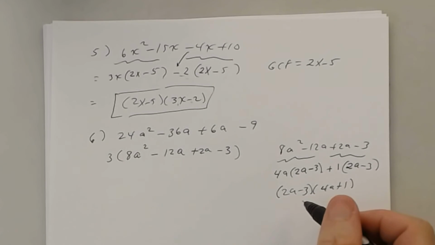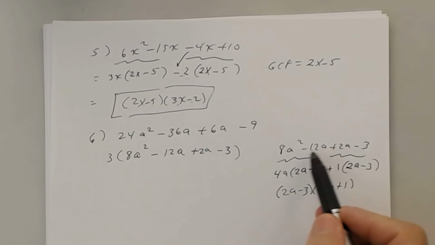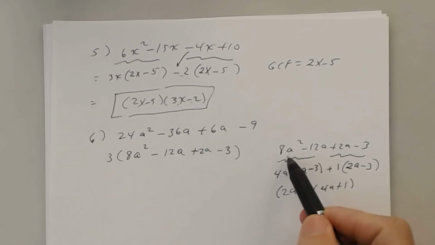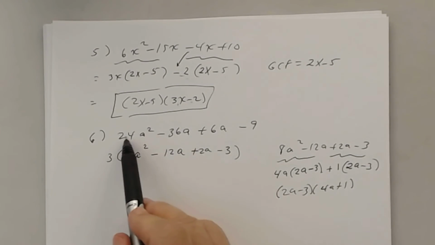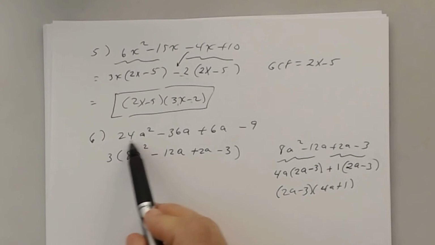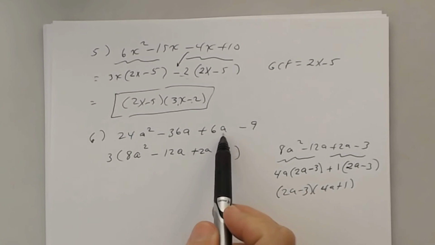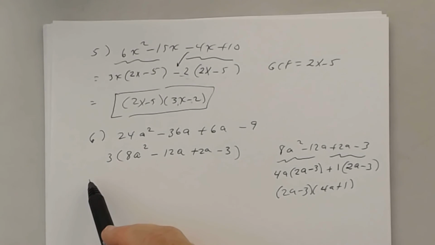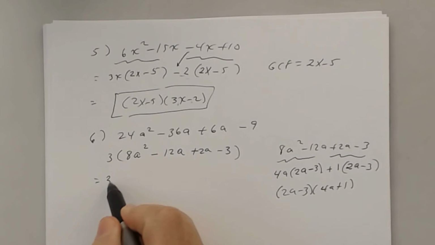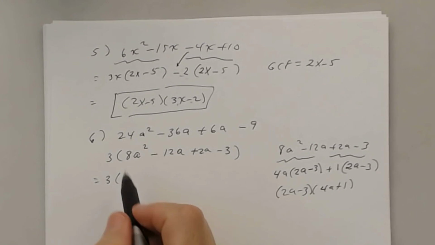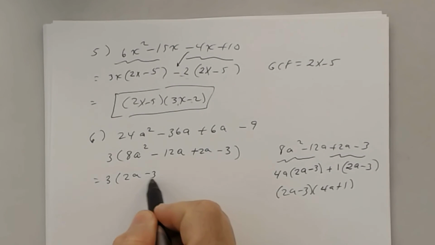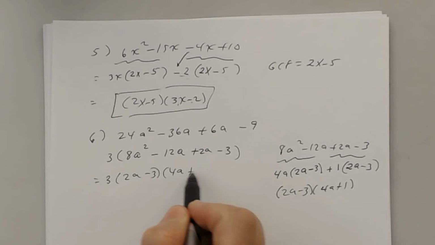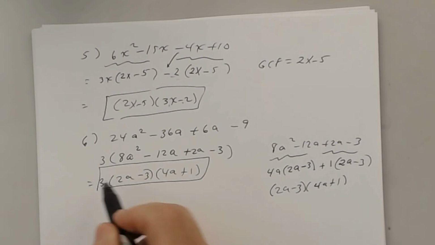Now that's not the answer to the original problem, because the original problem was not this that I'm pointing to. The original problem was this. So what do you think the answer is to the original problem? 3. Don't forget the 3. 3 times these two things right here, right? So it'll be 3 times 2a minus 3 times 4a plus 1. Okay?